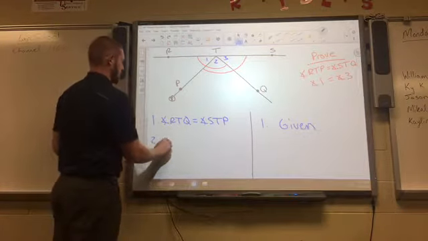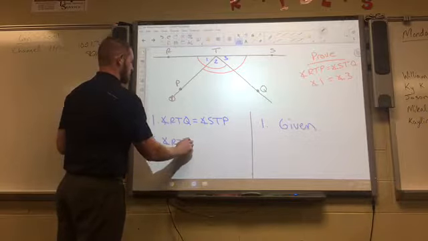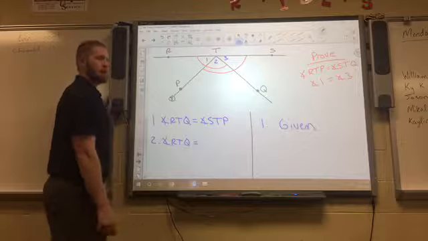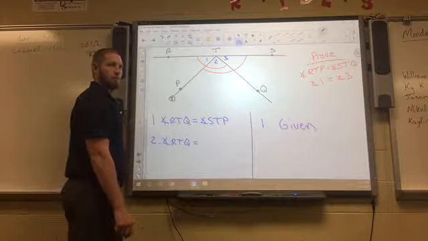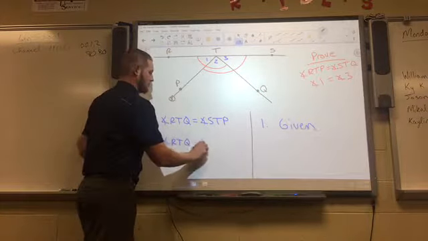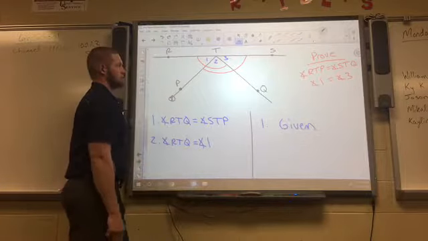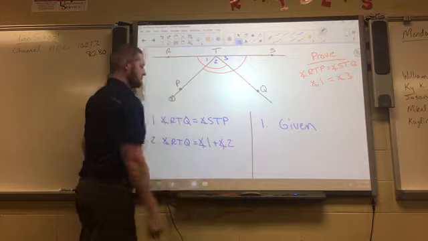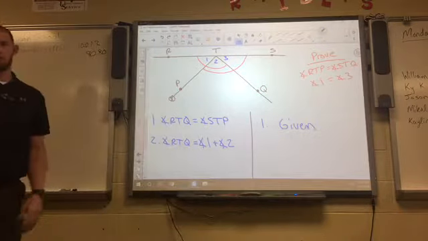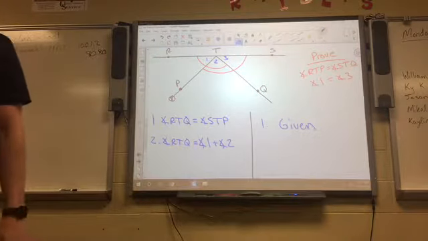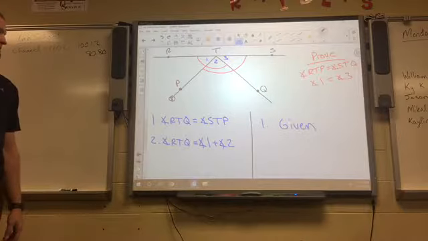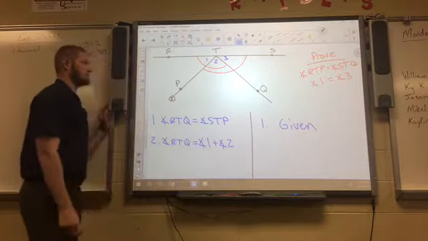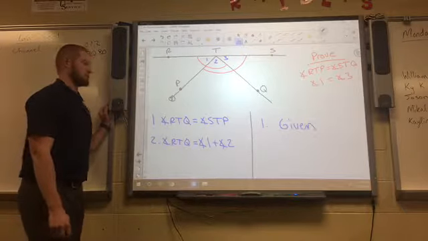So I can say that angle RTQ is equal to, I don't want to say angle 1 and angle 2, but I want to say angle 1 plus angle 2. Good. So this is thinking back a few weeks, 2 or 3 weeks. What postulate said that I can add 2 angles together to get a larger angle? Angle addition postulate.